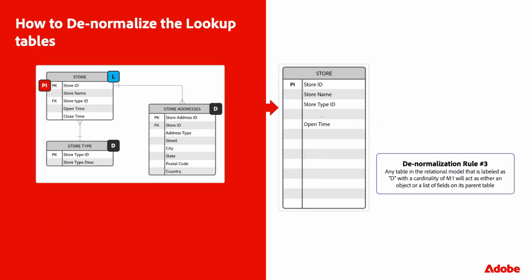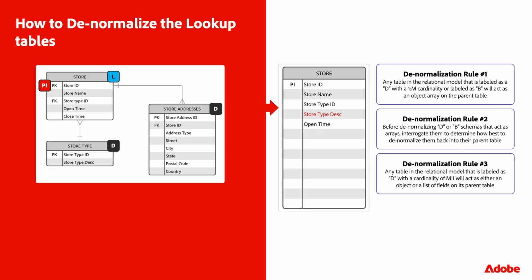Moving on to the other lookup table, you have the same pattern that you've seen before. The store type table will be denormalized using rule number 3, meaning you end up with the store table containing just the denormalized value of store type description. Again, we probably don't need to bring the description ID along with that denormalization, because why is marketing going to use it? The store addresses table will be denormalized using rule number 1 and number 2.